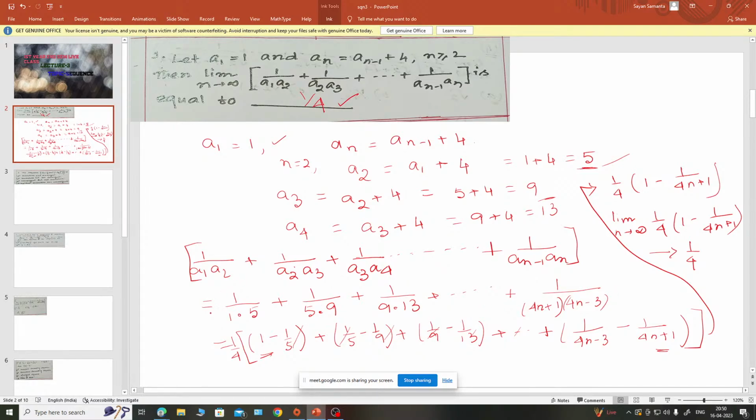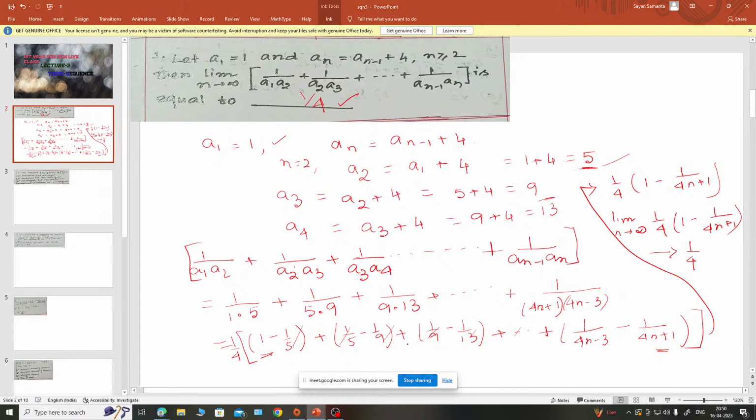Then we can write 1 by (1 into 5), this type of relation, and 1 by (5 into 9), this type of relation. If we take the LCM of this relation, we get this result. Here 4 by (1 into 5), 4 by (5 into 9), this type of relation. So we can divide by 4, and then we get this type of relation.